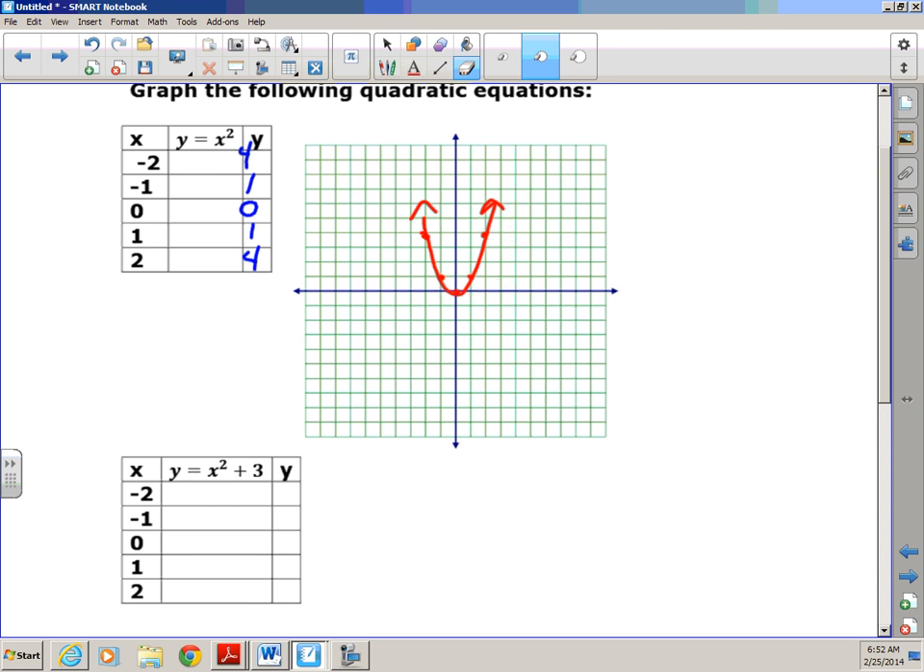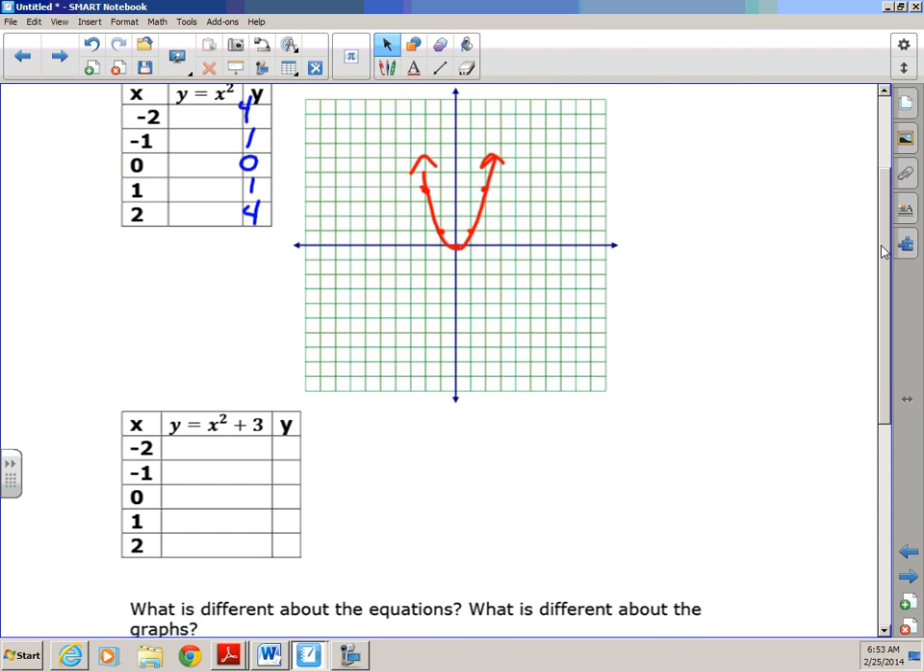Okay. Now, at the bottom, I want to graph y equals x squared plus 3. I'll do this in green. So when I plug in negative 2, I get 7. Negative 1, I get 4. 0, I get 3. I'm going to get 4 again. I'm going to get 7. One of the things you've got to get into the habit of looking for is these repetitive values on the y side. Okay? So now I'm going to graph this.